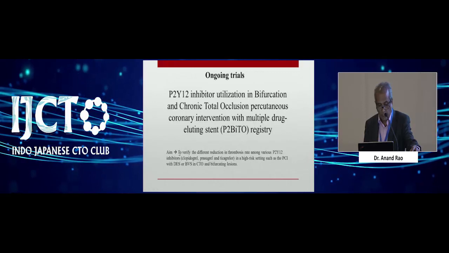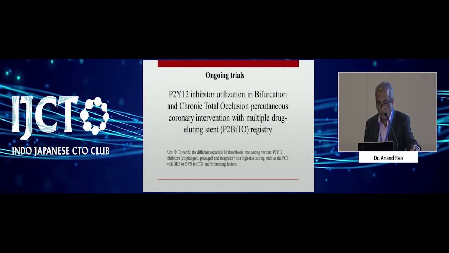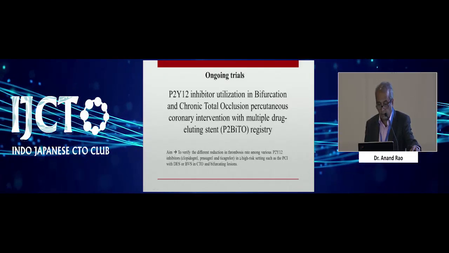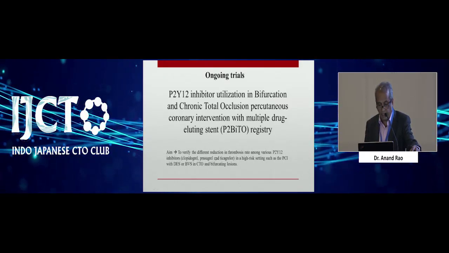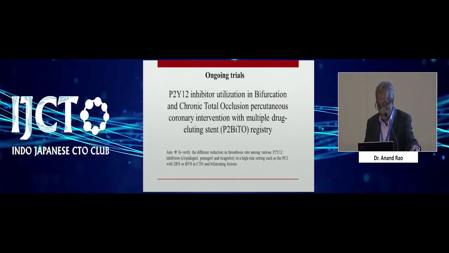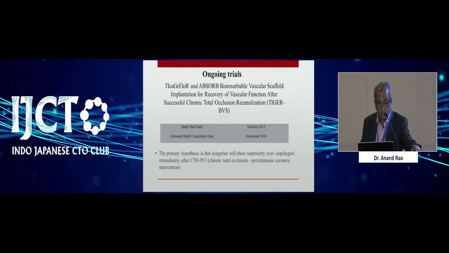The hypothesis of this study is to see the thrombosis rate using these 3 molecules in high risk setting PCI with BVS and DES. The enrollment is pretty much completed. I think by this year end or early next year, we should be able to get this data.